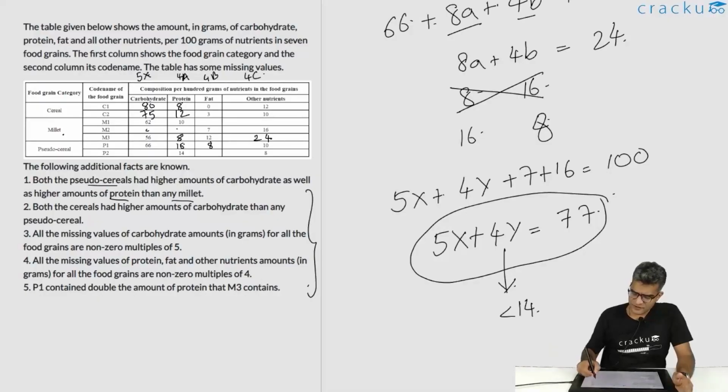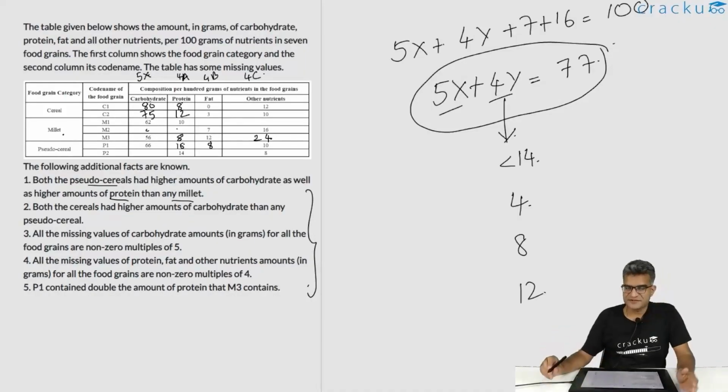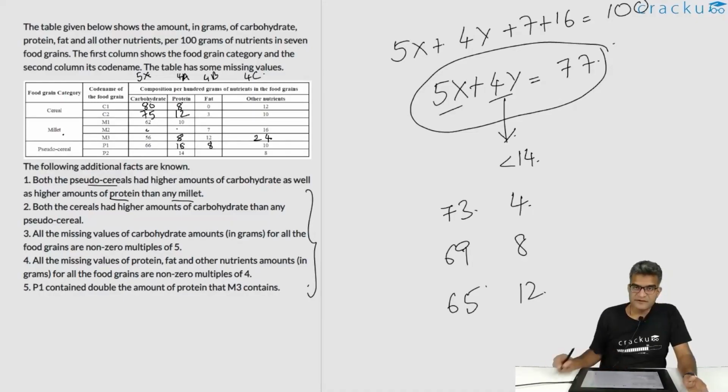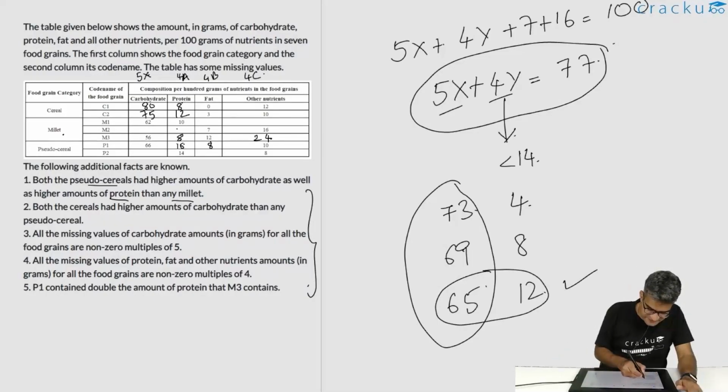If this is less than 14, we are looking for multiples of 4. So this is either 4 or 8 or 12. These are the only three possibilities. And the sum of these two has to be 77. So the other one has to be either 73 or 69 or 65. We also know that this has to be a multiple of 5. This is the amount of carbohydrate. So the only possibility is 65 and 12. So this will be 65 and this will be 12.